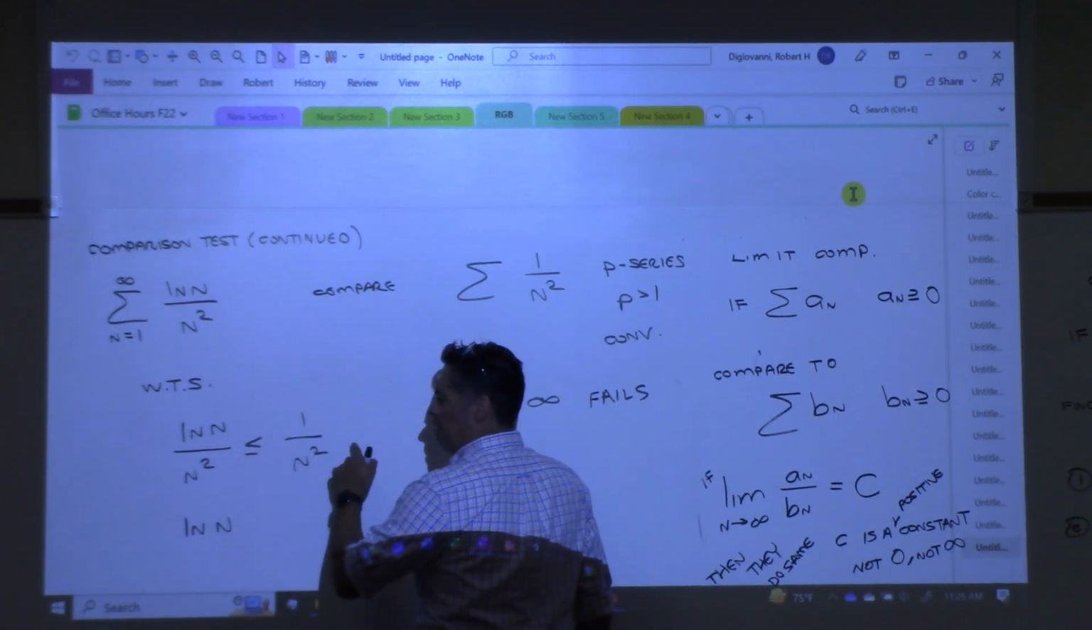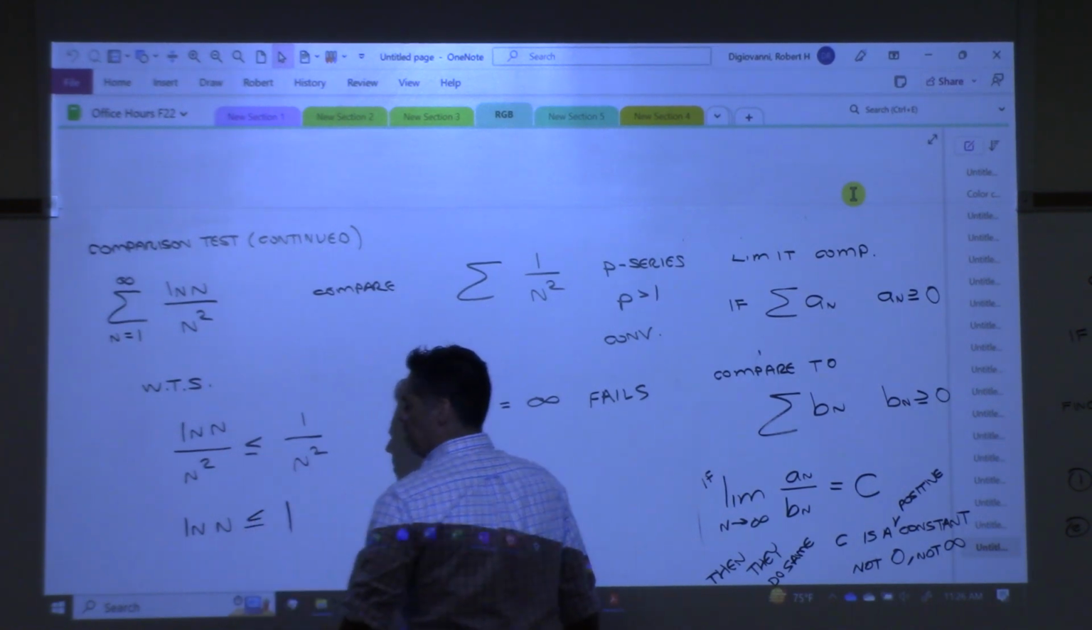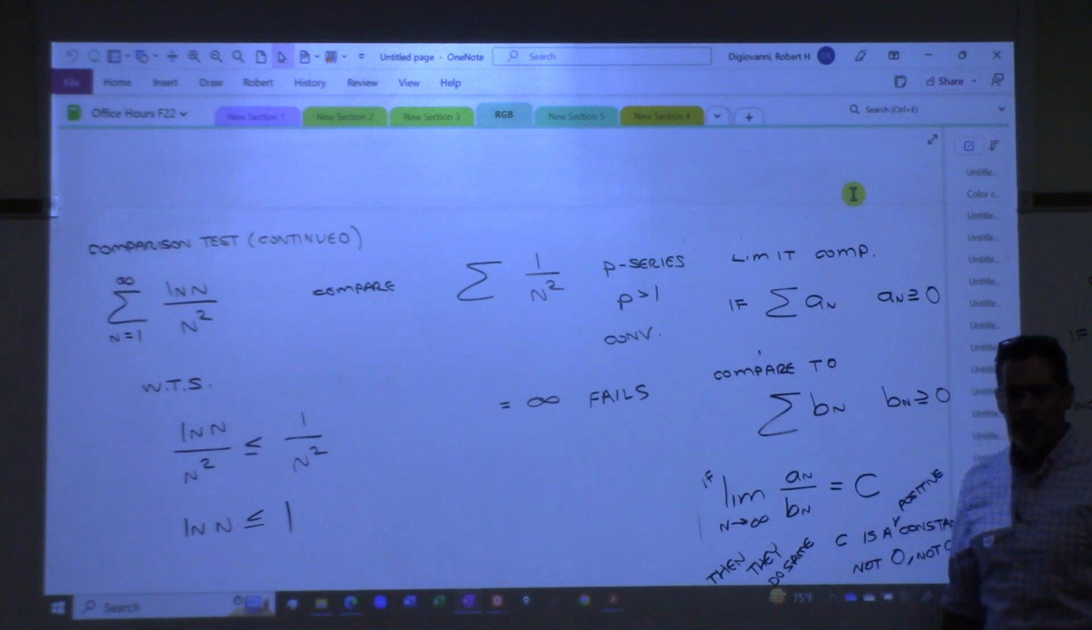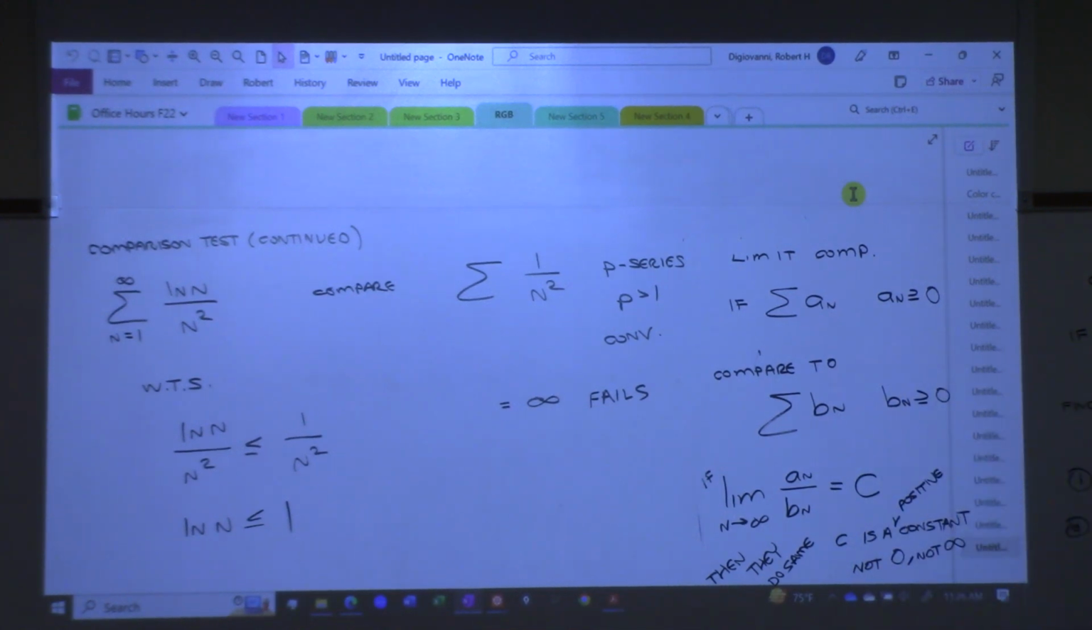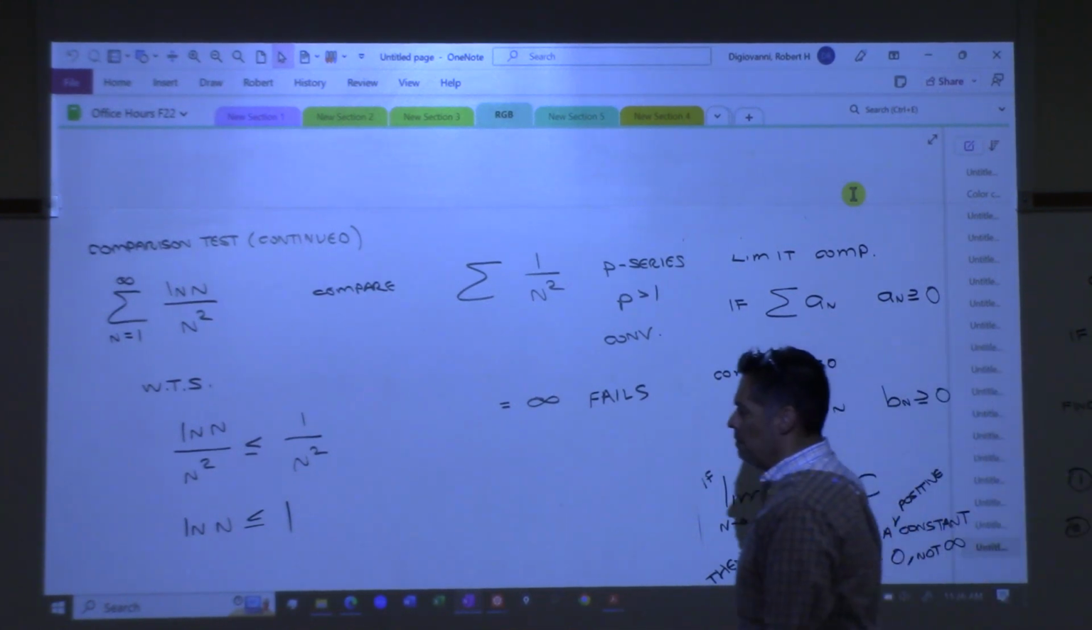And they'll cancel, right? Won't they? I mean, you can just basically get rid of them. So this is this. Multiply both sides by n squared. Is that true? Not at all.